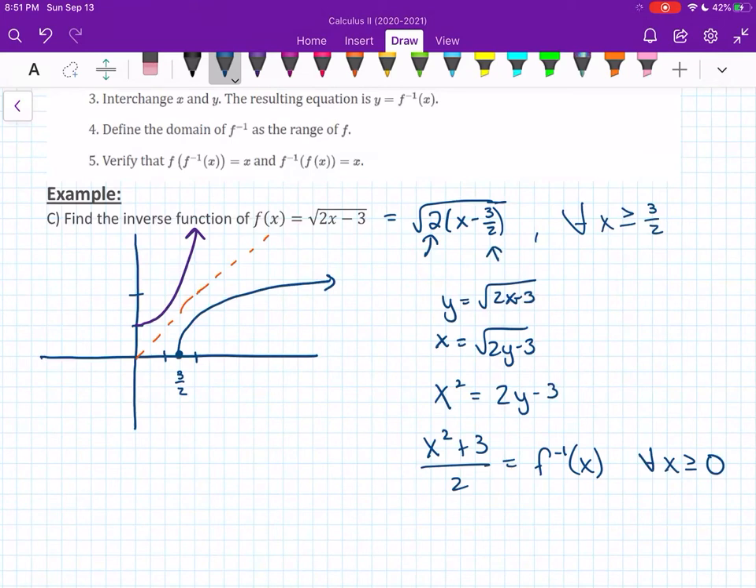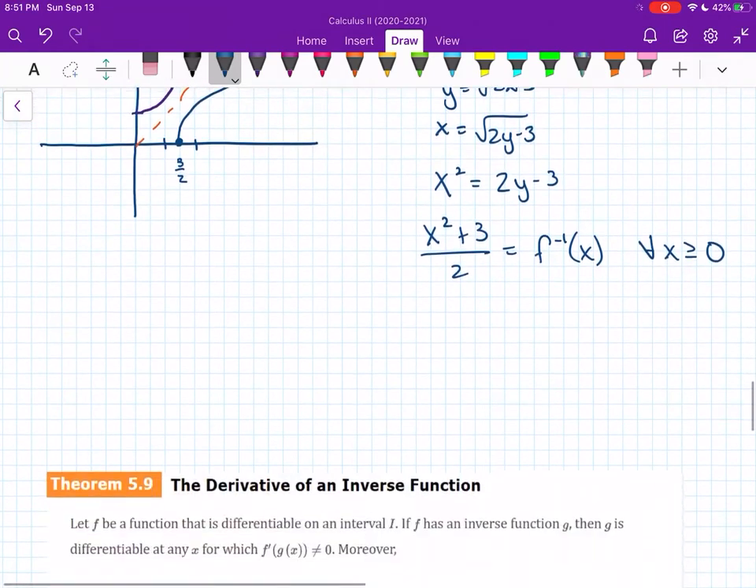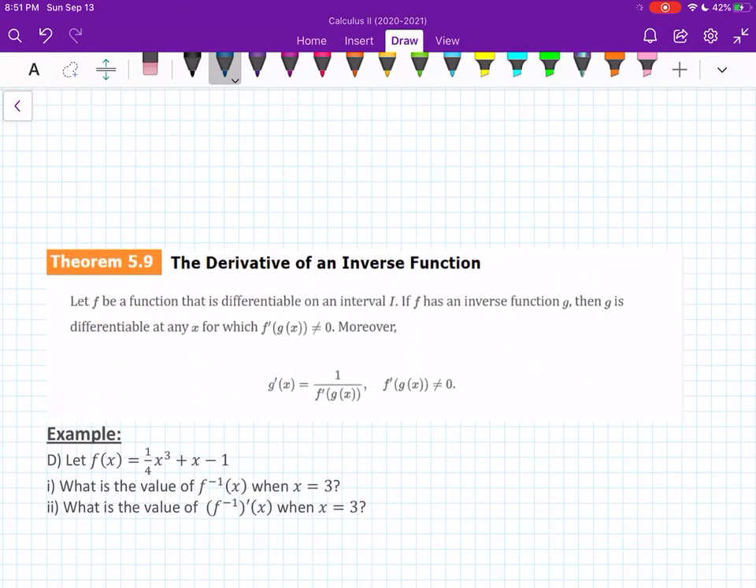Okay. So there we go. That is how that works. And then step 5, verifying that when I compose them together, I get x. I'm going to leave that part to you because we already did an example of that.